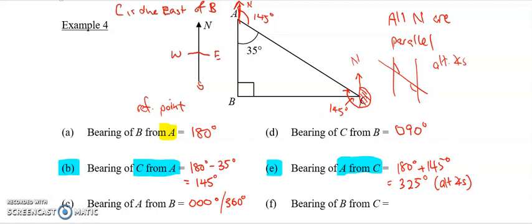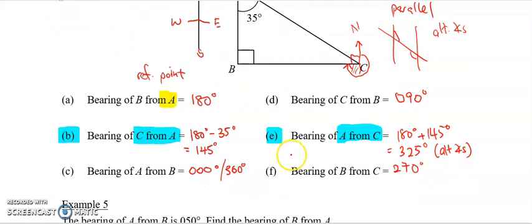Next, bearing of B from C. Bearing of B from C is pretty straightforward because B is directly due west of C. So we know that this is a right angle, this is 180, and this is another right angle. So it will be 270 degrees.